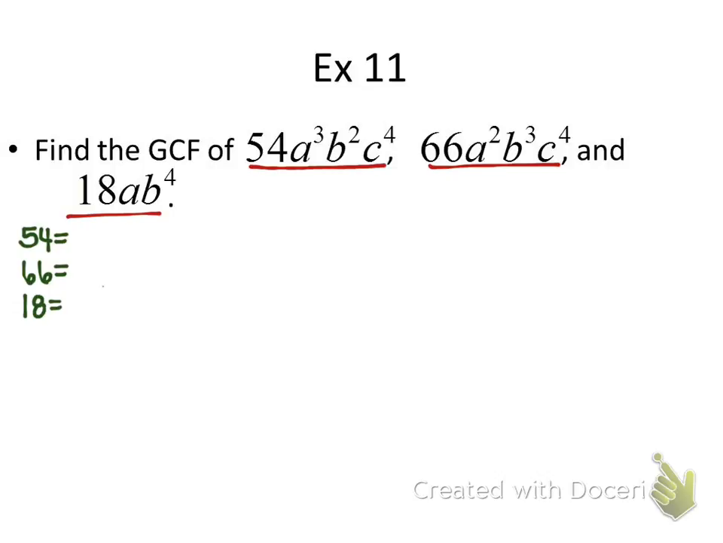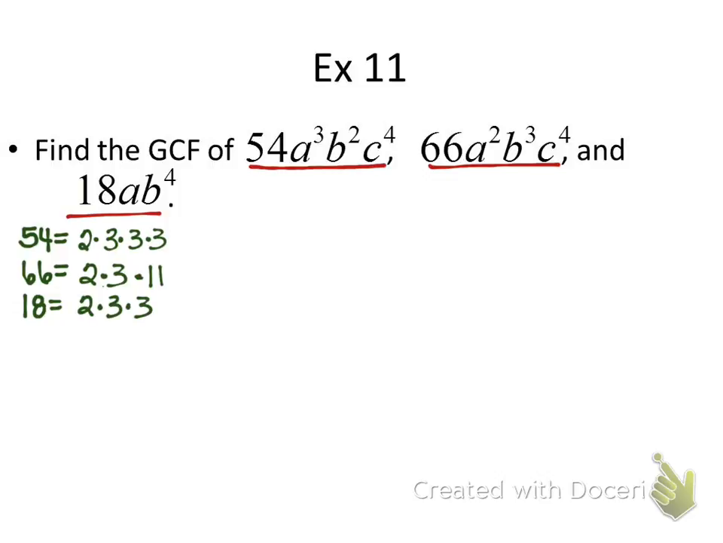Okay, so Amaya, give me the prime factors for 54, please. 2, 3, 3, 3. So 2 times 3 times 3 times 3. All right. Nico, give me the prime factors for 66, please. 2 times 3 times 11. And Kijan, give me the prime factors for 18, please. 2 times 3 times 3.